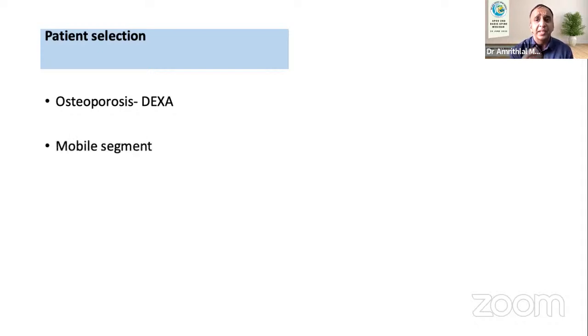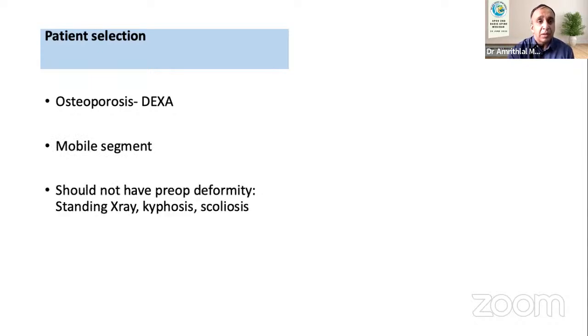Also make sure that the segment is mobile, it shouldn't be a fused segment. Not only the affected level, but even the levels above, it shouldn't be like an ankylosed spine. Make sure that there is no preoperative deformity. Get standing x-rays, lateral view and AP view.